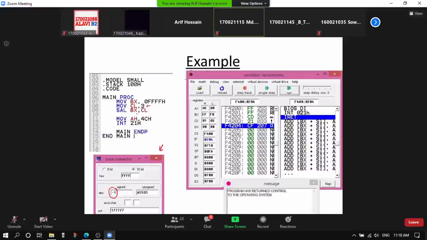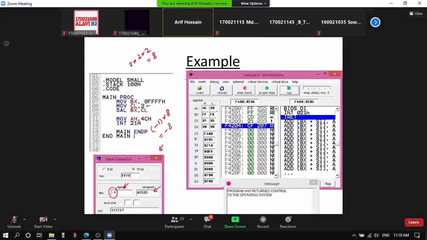2 cubed, 8. Exactly. 2 into 2 into 2. That means you are multiplying your destination by 8. So you see, this is your maximum, isn't it? So if you multiply it by 8, your result will not be stored over here. So we are interested in this signed operation. So if you multiply -1 by 8, what should be your result? -8.